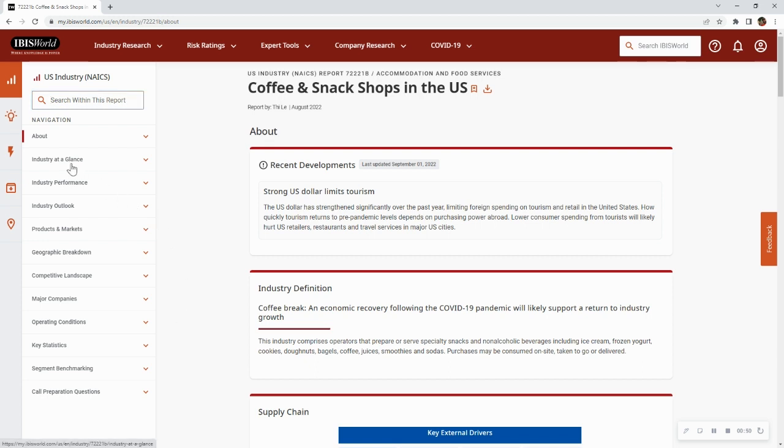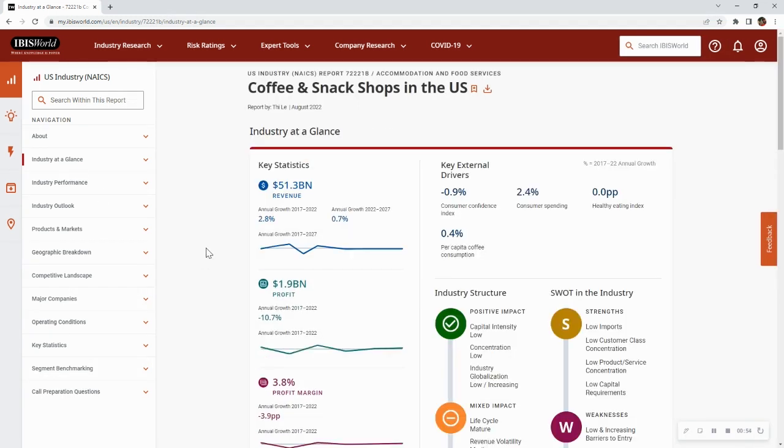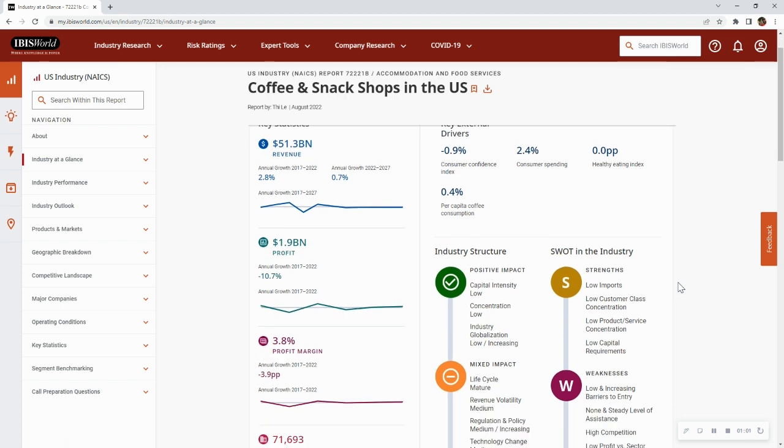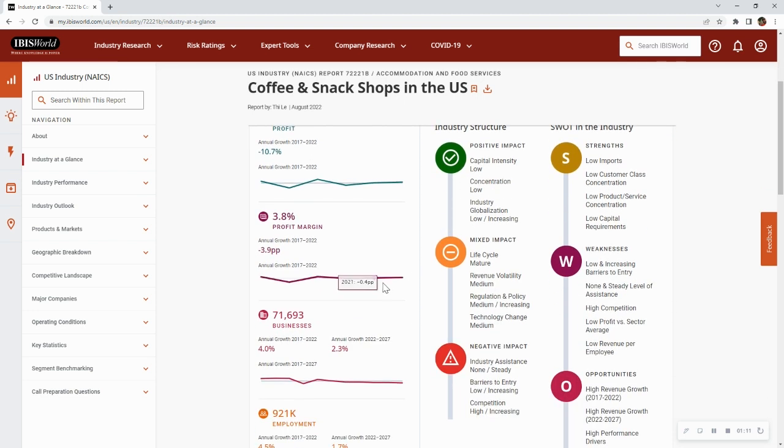And I always suggest that people head right to industry at a glance. That's going to allow you to quickly look at some of the key numbers that are involved in the industry and immediately find things that stick out to you that you might want to address, take a closer look at. Right away, I'm seeing things like a negative 10% growth number here. The consumer confidence index is down. What does that mean? Take a closer look at that.